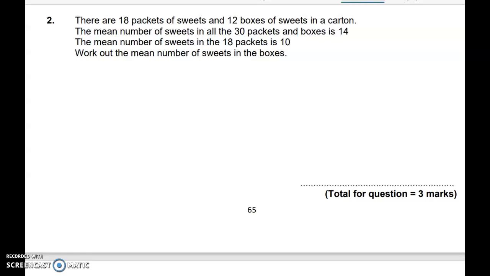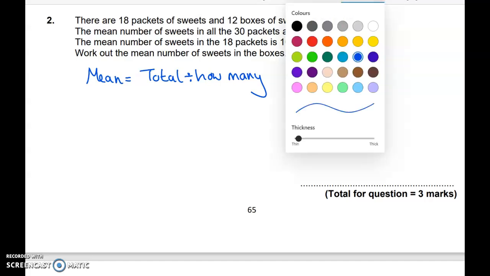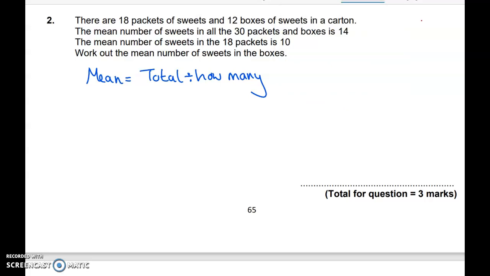Hopefully you already know that the way you work out the mean is you work out the total of all the numbers added together, and then you divide by how many numbers there are. That is the classic way of working out the mean. But in these questions, you'll realise they already give you the mean, so this formula as it stands is not helpful. I'm going to rearrange it so that it helps us to find the total.